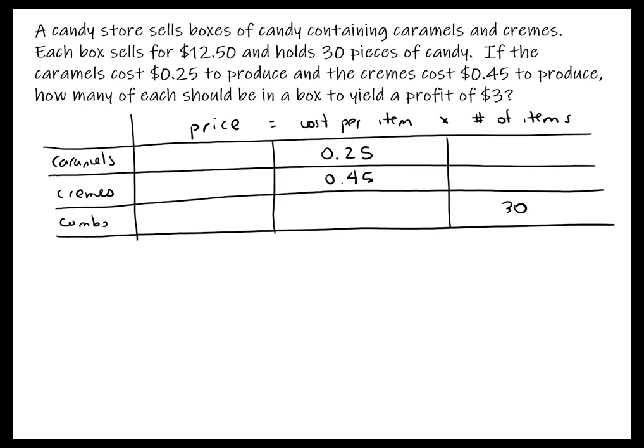Now, the price of the box is not going to be $12.50. So let's go ahead and write what we've done so far. We did the cost as 25 cents. We did the other cost as 45 cents. We know it holds a total of 30 pieces of candy, but this selling price right here, that's selling price. That's not the same as production price. So if I want to make a profit of $3 and I'm selling it for $12.50, then I'm going to say $12.50 minus 3 equals $9.50 of production cost.